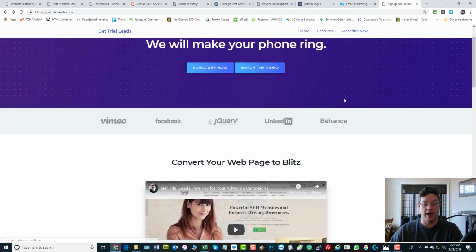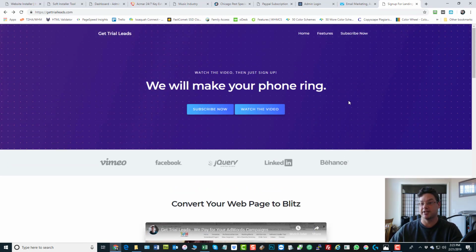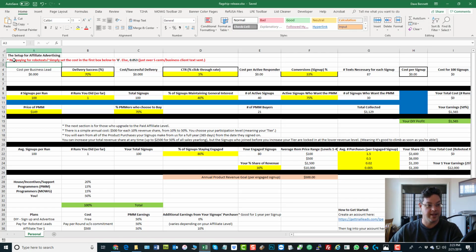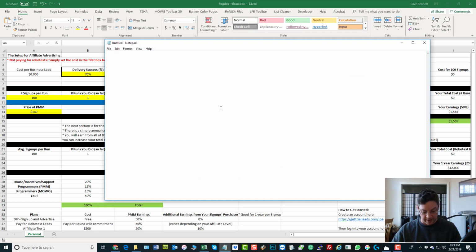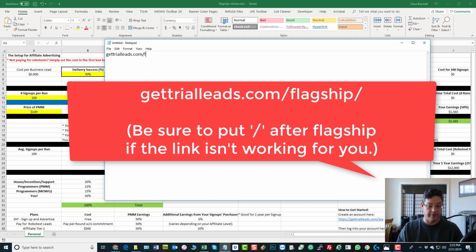Now, having said that, there's a second part to this. But before we get to that, let's break down how it works. And that's exactly what this calculator is for. By the way, where can you get this calculator? I promised that you can get this calculator so you can follow along. You can get it at Get Trial Leads, the same website, gettrialleads.com/flagship. Our flagship launch for our flagship product to create this flagship release. Flagship.